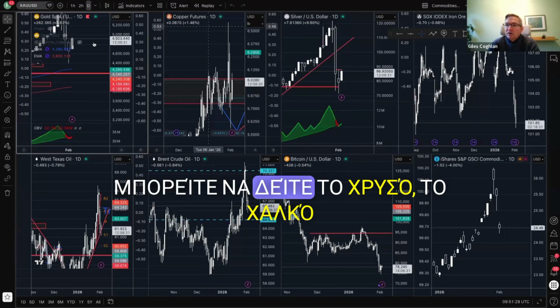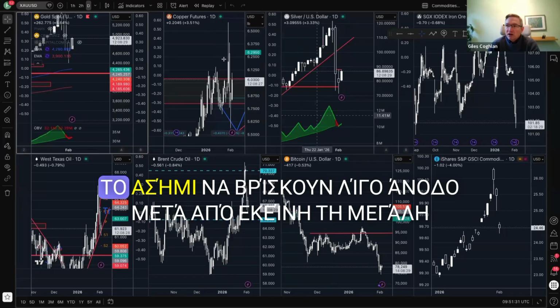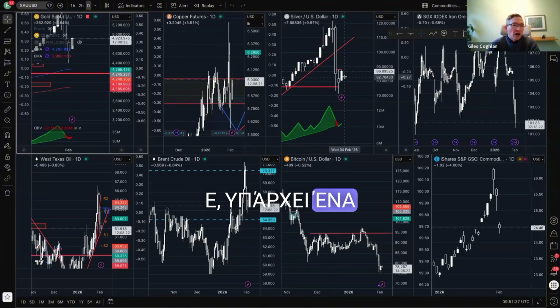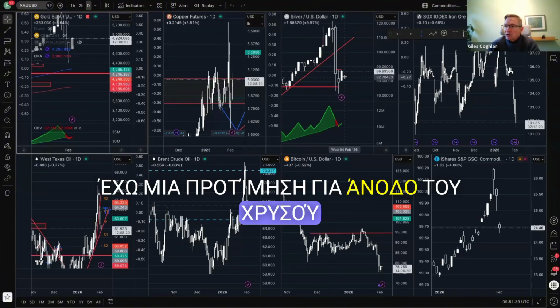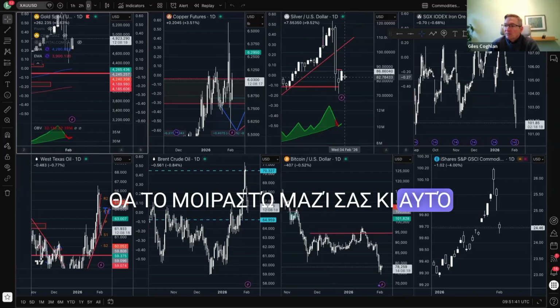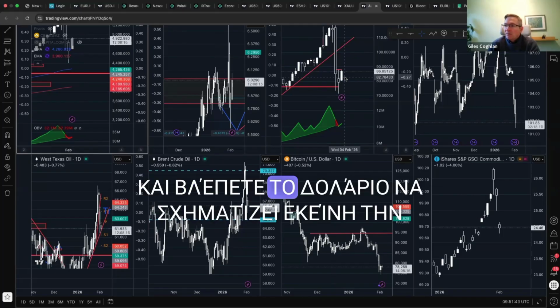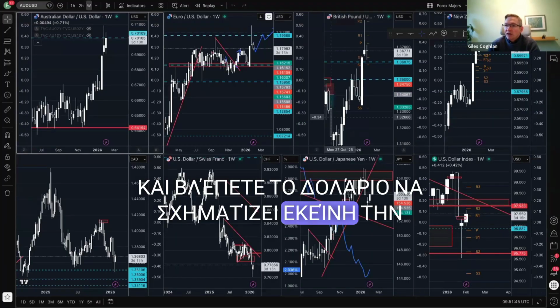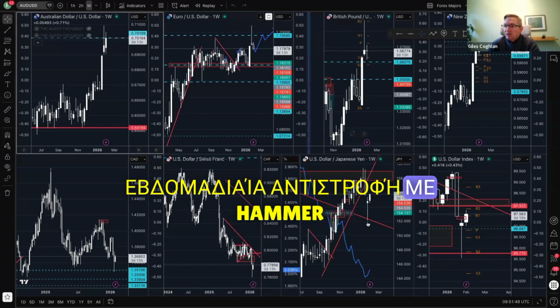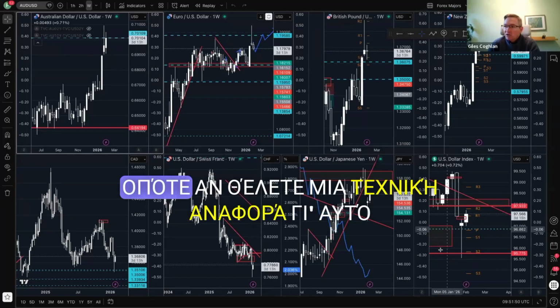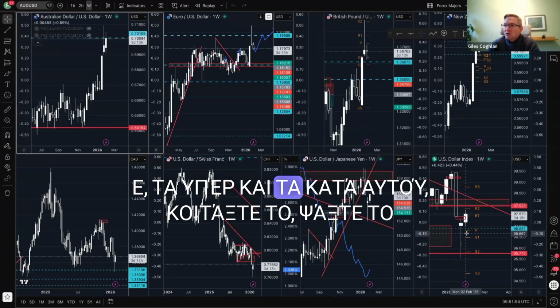See gold, copper, silver just finding a little bit of upside after that big sell-off. I have got a gold upside bias. I'll share that with you as well. And you see the dollar putting in that weekly hammer reversal. We looked at that technically yesterday. So if you want a technical rundown on that, the pros and the cons of this, do look it up.